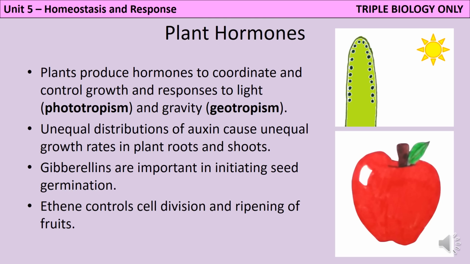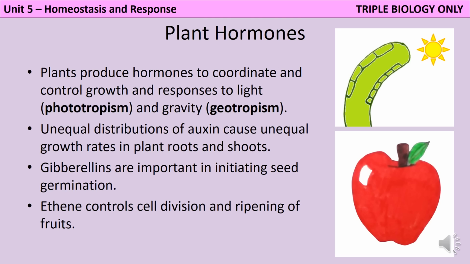When a shoot first germinates, the distribution of auxin is more or less even, but when the shoot is exposed to light, the auxin on the light side breaks down or moves away from the light, so there's more on the shaded side. This side of the shoot will grow faster and the cells will elongate. This causes the shoot to bend towards the light, in what's called positive phototropism. In roots, the same process causes the root tip to grow away from the light, which is negative phototropism.